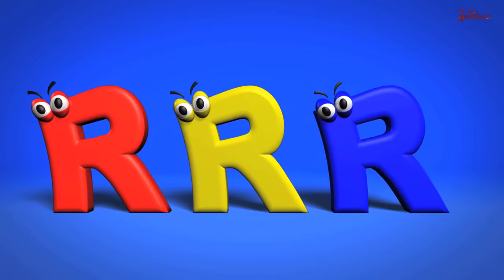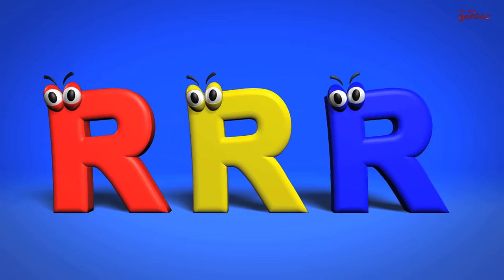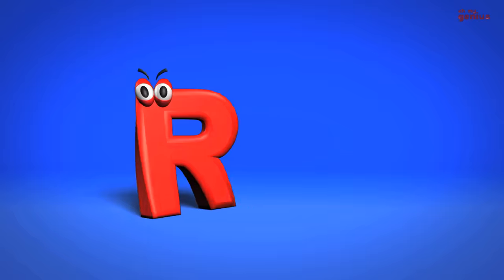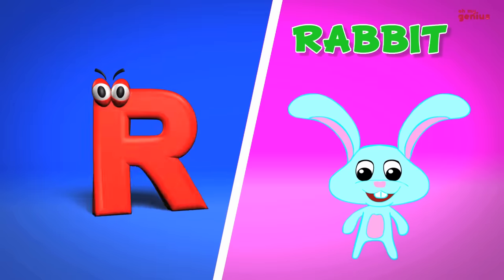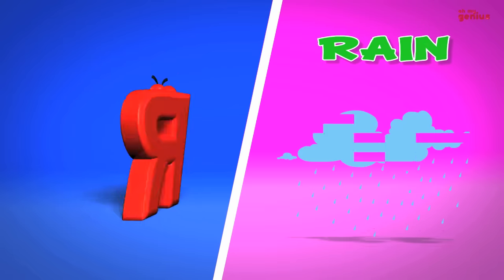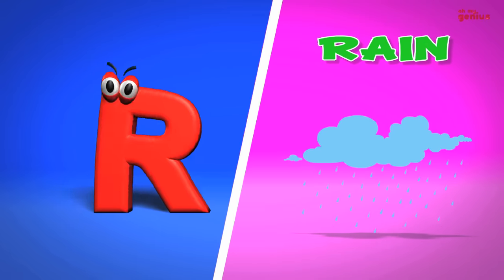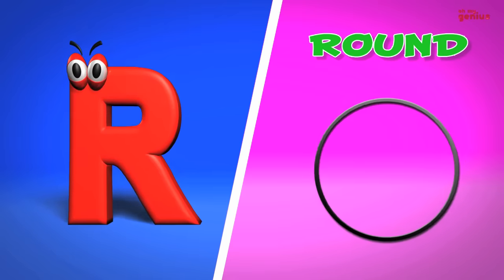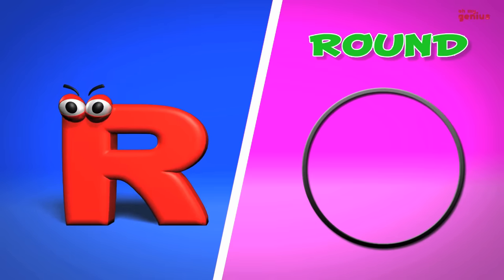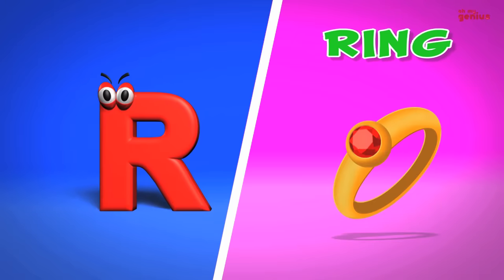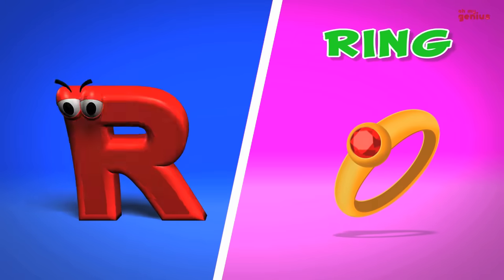Comes the letter R. R is for rabbit, rabbit. R is for rain, rain. R is for round, round. R is for ring, ring.